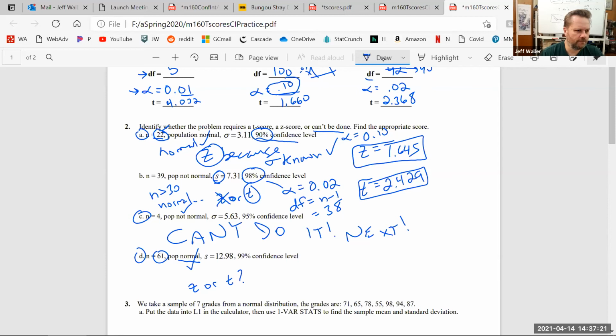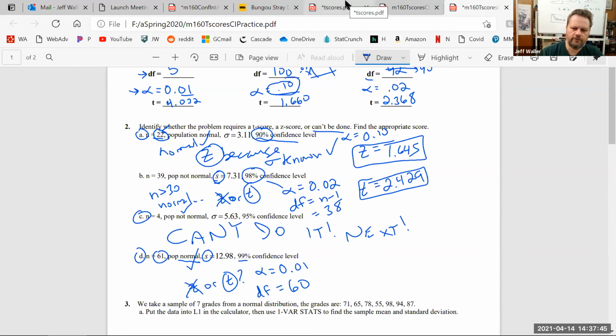T. I love it, because I only know S. I don't know sigma. So then what's alpha? What's the degrees of freedom? Alpha is 0.01. And what's my degrees of freedom? 60. I love it.